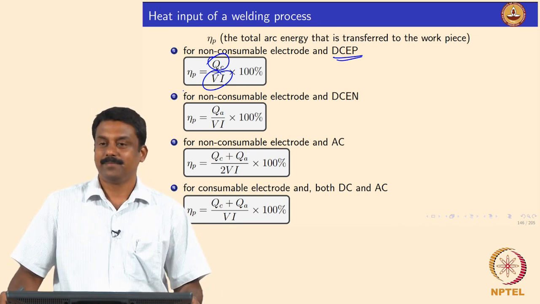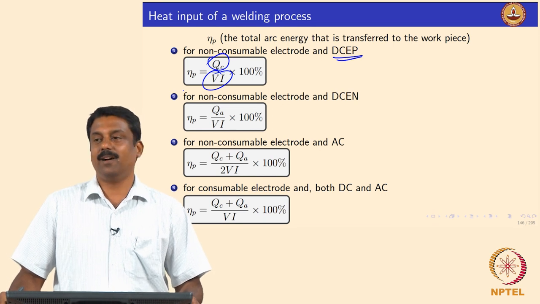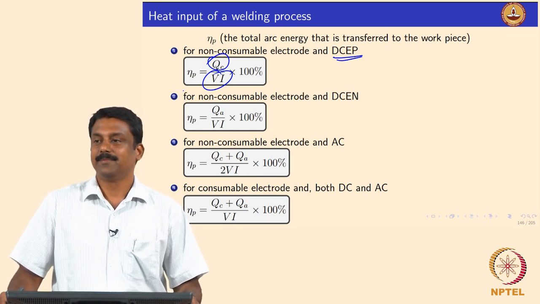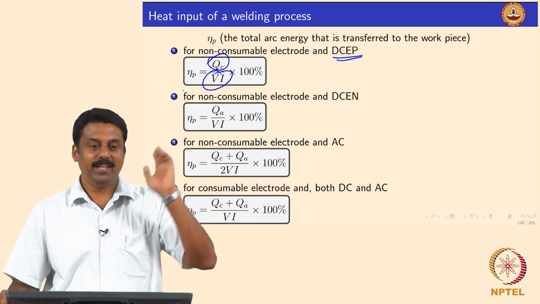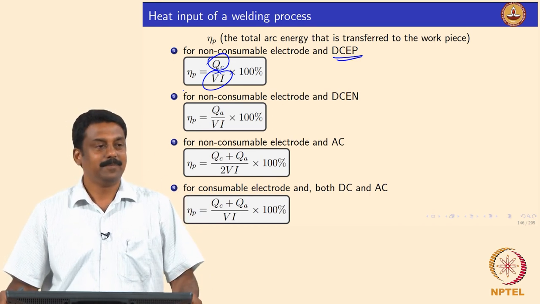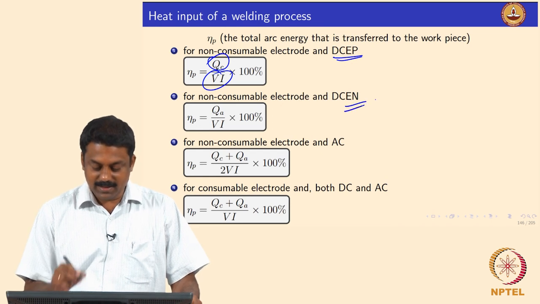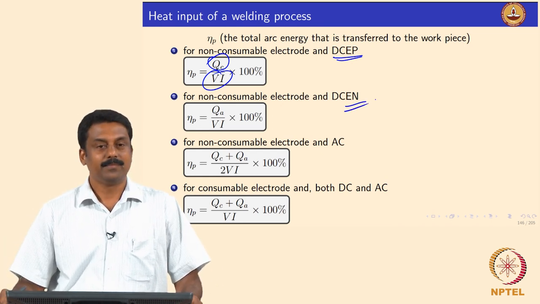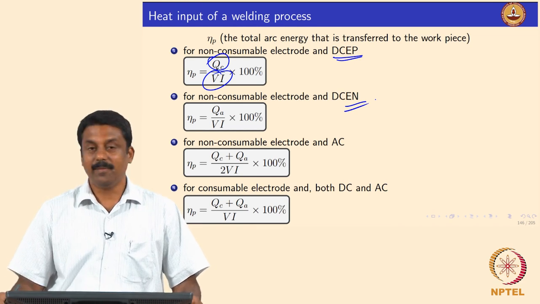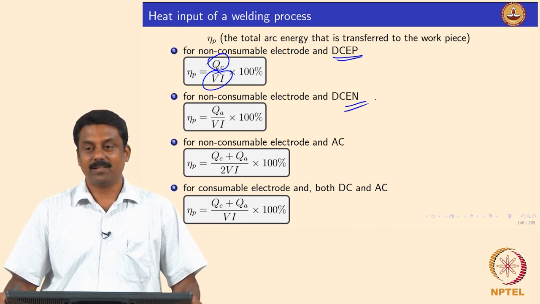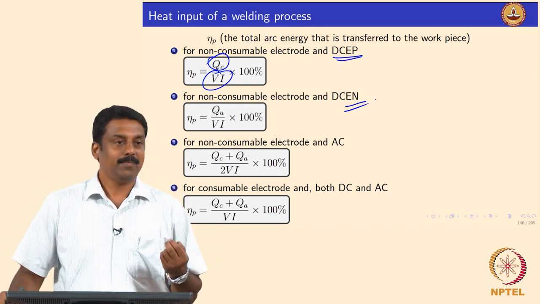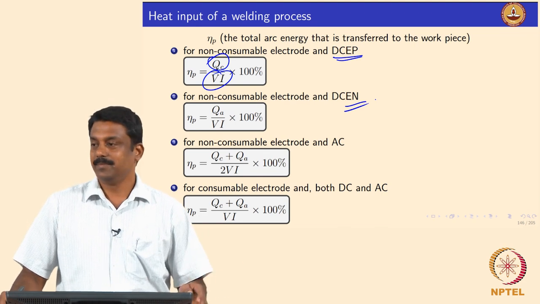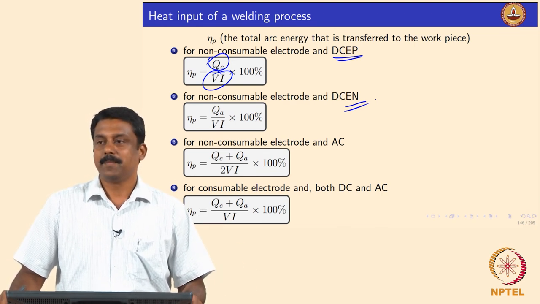It is not an efficient process, isn't it? QC, the cathode, is always at a lower temperature. So if you make the workpiece the negative cathode, that is not efficient because you are losing heat somewhere. Electrons are not reaching, right. So if you use DC straight polarity, or electrode negative, your workpiece is the anode, QA. That means the heat energy will be maximum because of all the positive terms. The electrons also carry whatever work function and temperature they gained in the arc column to the anode, so the efficiency will be higher, right. Is it clear?